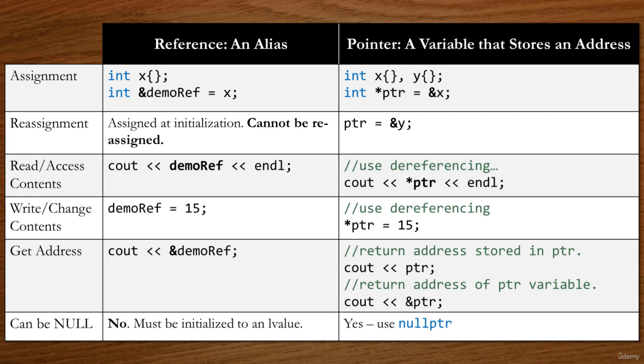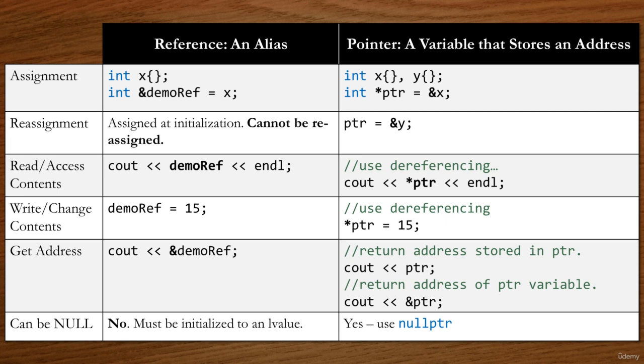With a pointer it works a bit differently. You again have to do dereferencing. So we use the asterisk or the star followed by the pointer name, the assignment operator, and then the value. And of course that can be another integer variable such as y, for example, but in this case we are specifying 15.